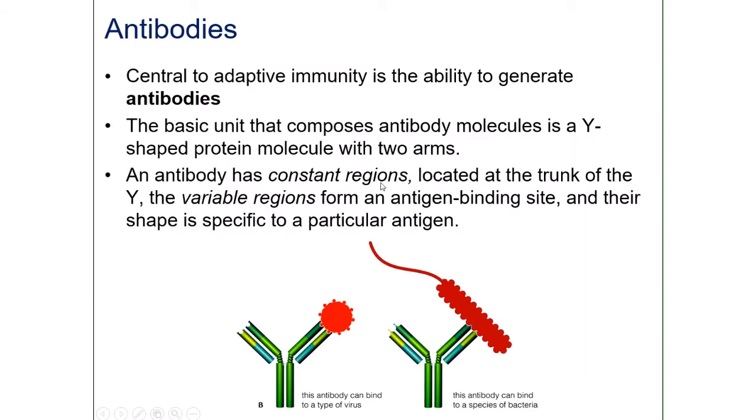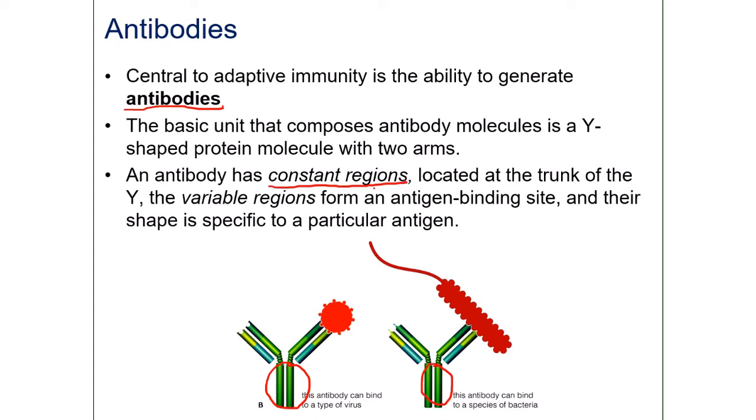So central to adaptive immunity is the ability to generate antibodies. Antibodies are like the final ultimate weapon we have to defend the body. If the antibodies do not work, then you're not going to get better. Okay, and that's when you need to have the medication to help you. So the basic unit of an antibody is basically a Y-shaped protein, and we learned about this when we discussed blood transfusion. So this Y-shaped protein has two parts. Okay, the trunk of the antibody we call the constant region.